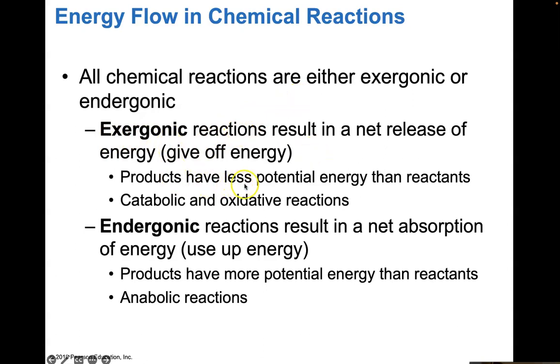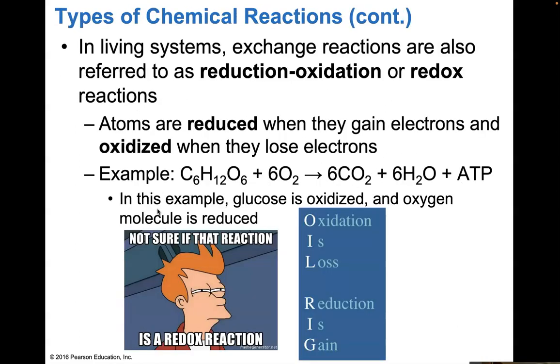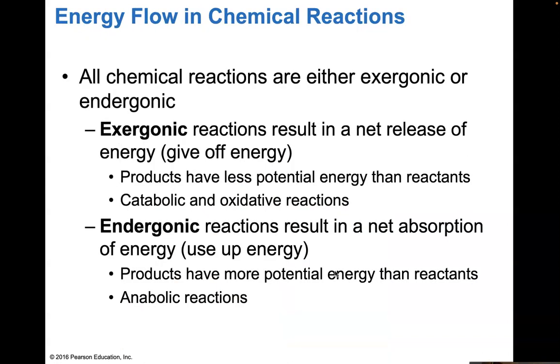And so the products end up having less potential energy than the reactants did. So these are obviously going to be like your catabolic reactions, your breakdown reactions, and your oxidative reactions, right? So again, things that are being oxidized are moving down on that potential energy, right? So keep that in mind. Just like here when we talk about glucose being oxidized, as we break the bonds down, it moves down in energy, it's got that loss of energy, the loss of electrons. So those are exergonic reactions.